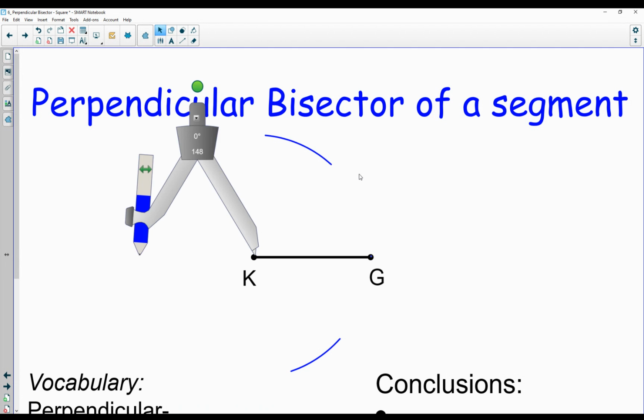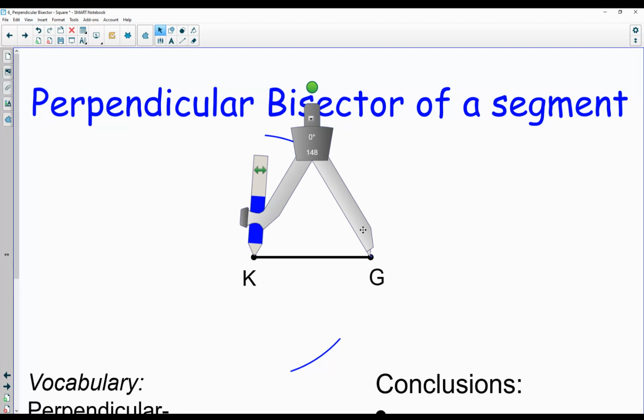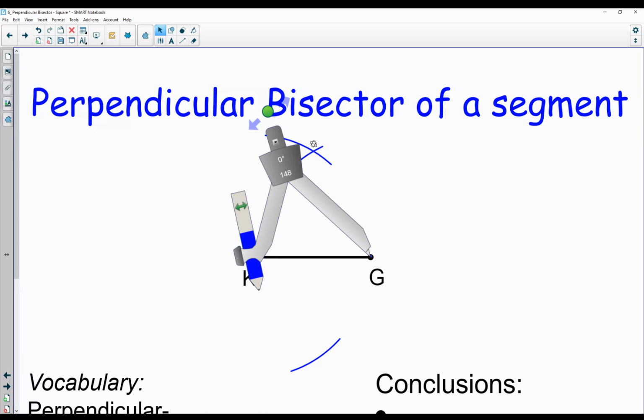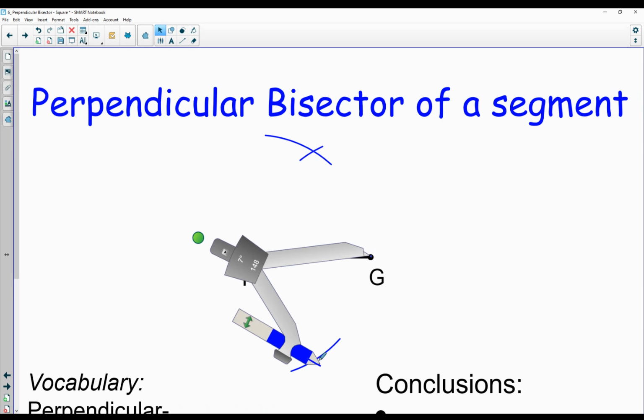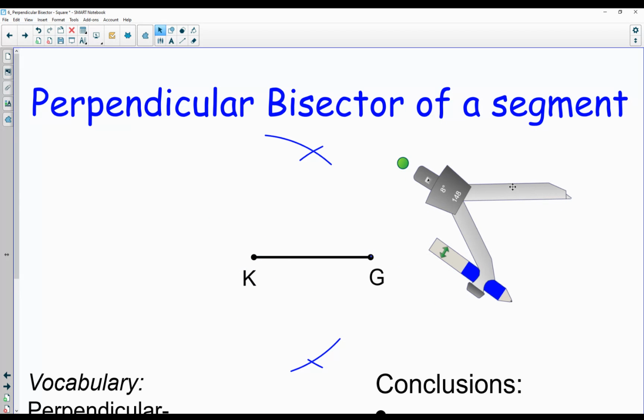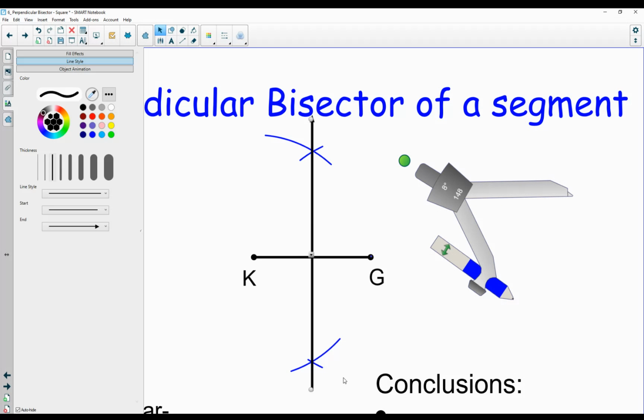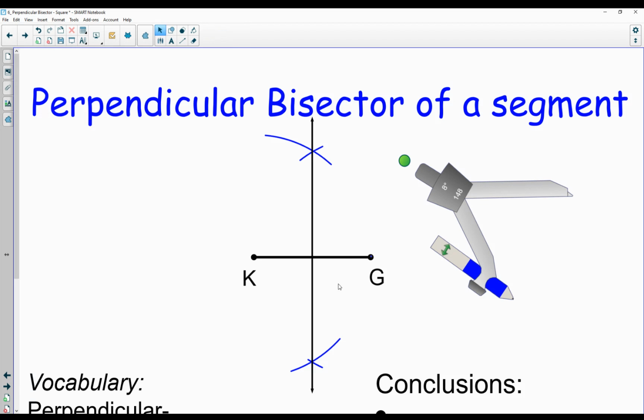Then we're going to flip the compass, keeping that width the same, not changing it. And we're going to go above, make that arc smaller, it just needs to intersect, and below. Okay? And now I'm going to take my straight edge, and you want to get into the habit of now going through the arcs. Don't stop at where the arcs are. Actually continue and make it a line. So I'm going to add arrows to both ends. And there we have it. So now this is the perpendicular bisector.